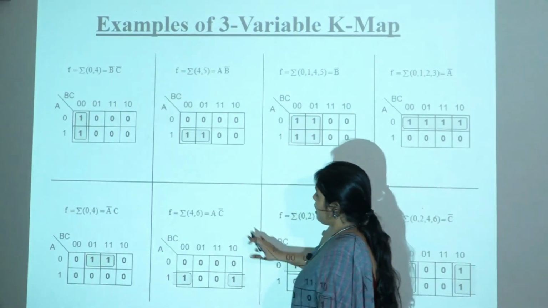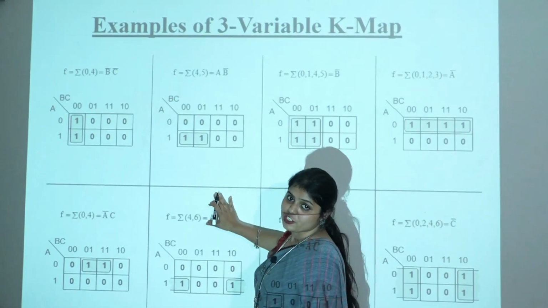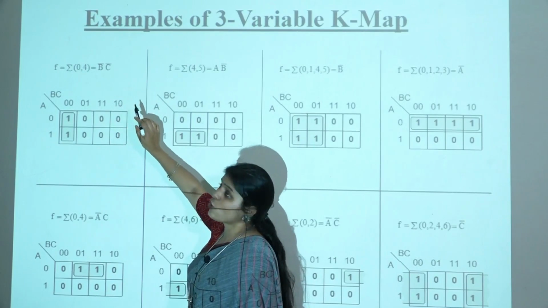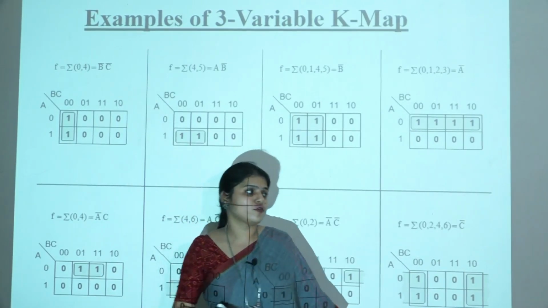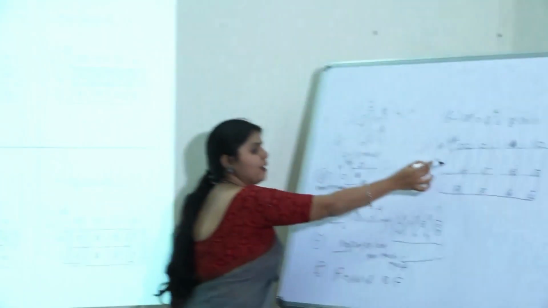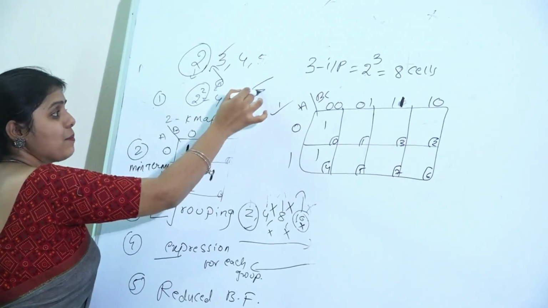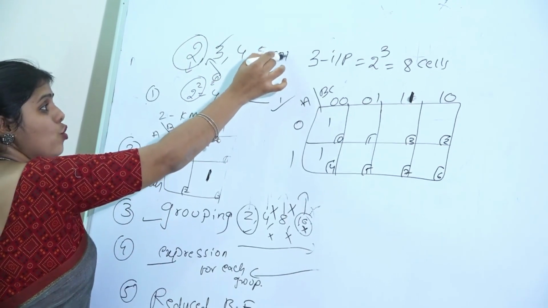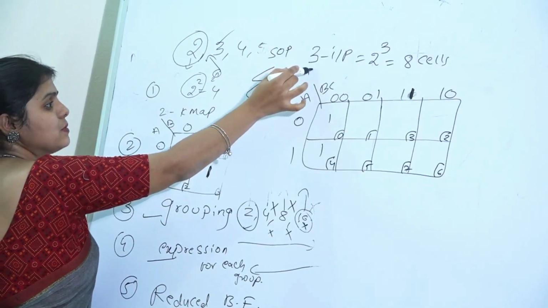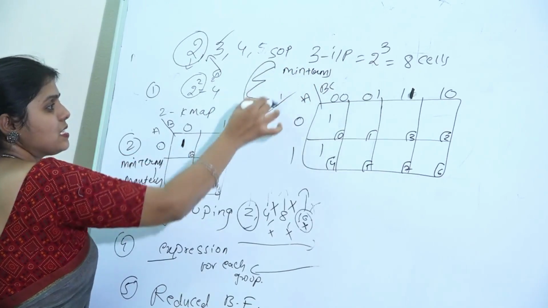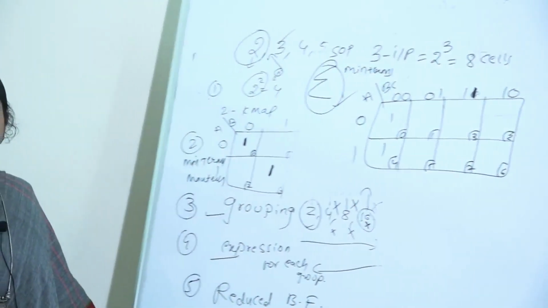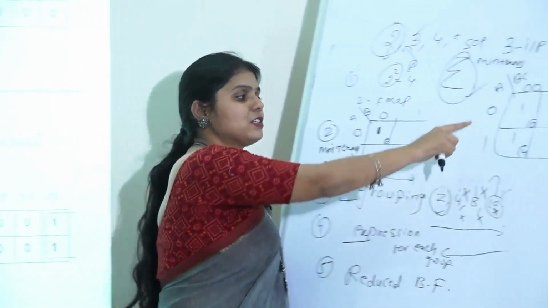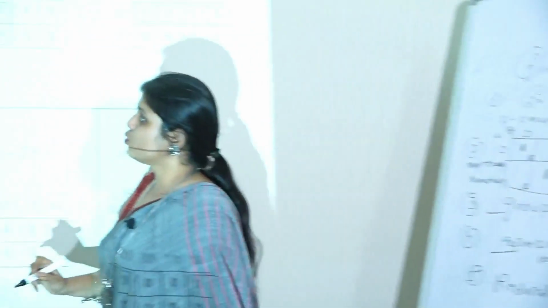Now I am taking SOP functions here, right? So look at this first one, f is equal to summation of 0, 4. What do you mean by 0, 4? The 0th cell and 4th cell. As I have taken summation, that represents SOP and they are min terms. Please remember, this summation represents SOP form, and the terms inside are min terms, hence I represent them with ones. So how do I do grouping for that?